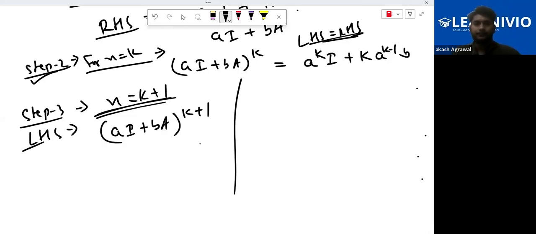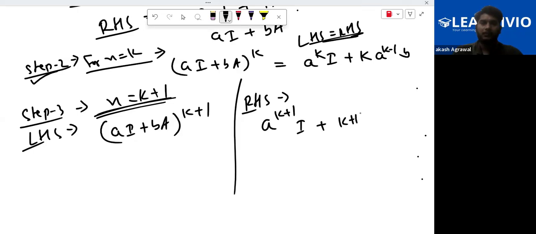Yes or no, everyone? Yes, sir. And RHS will be a to the power k plus 1 I plus k plus 1 times a to the power k plus 1 minus 1 bA. I forgot a here.